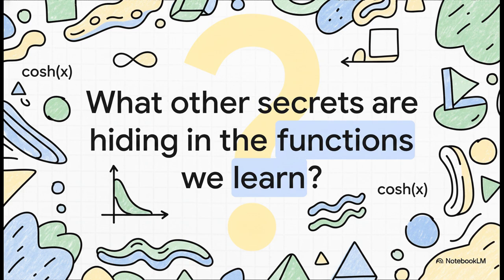This incredible link, from an abstract formula with e in it to the shape of a simple hanging chain, is just a perfect example of math's hidden power. It really makes you stop and wonder, doesn't it? What other amazing secrets about how the universe works are just hiding inside the math we thought we already knew?